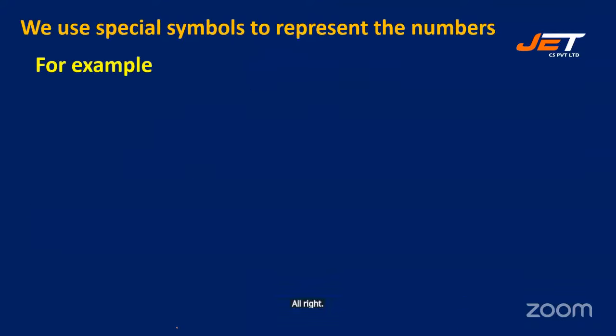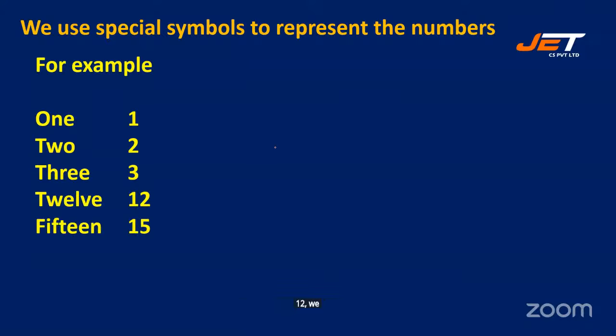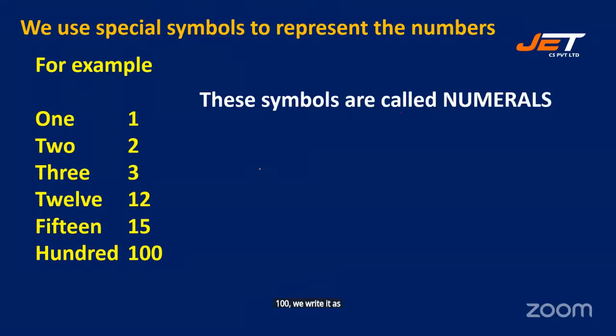All right. So we use special symbols to represent the numbers. For example, ONE, we write it as 1. TWO, we write it as 2. THREE, we write it as the numeral 3. 12, we write it as 1, 2. 15, we write it as 1, 5. 100, we write it as 100. So these symbols are called numerals.